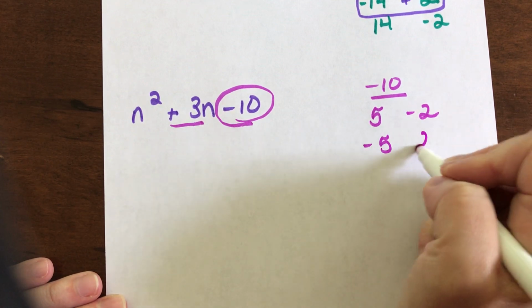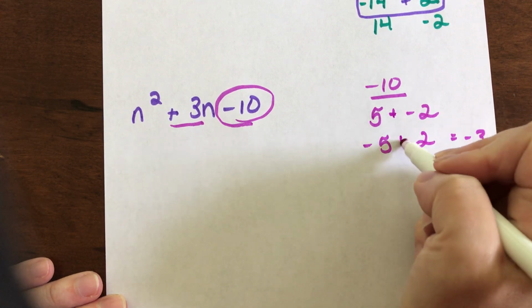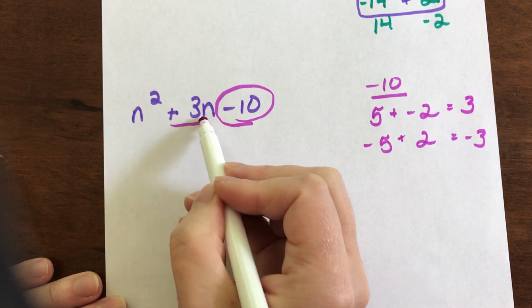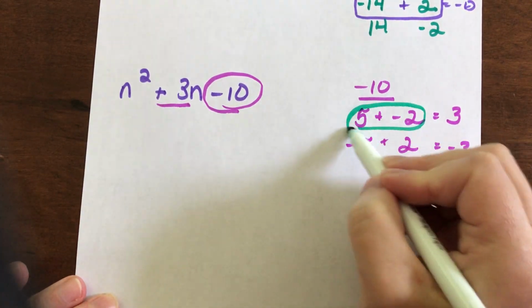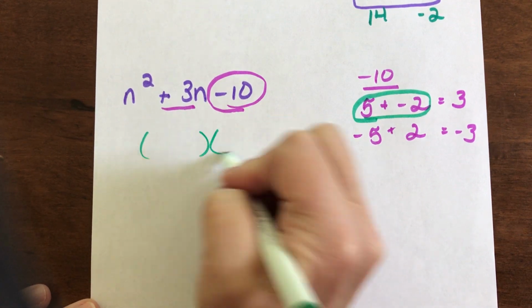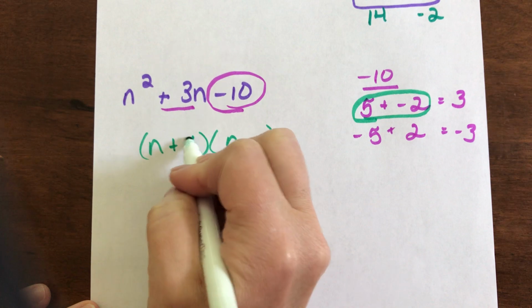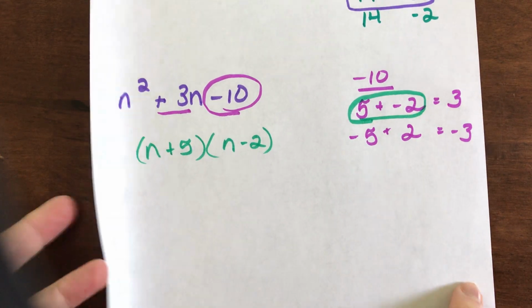It wouldn't be 5 and positive 2 because this would be negative 3, whereas this is positive 3. And I'm looking for positive 3. So that means I'm going to use these two factors, 5 and 2, shortcut wise. We're going to divide up our ends, and then we're going to put in the positive 5 and the negative 2. Okay?